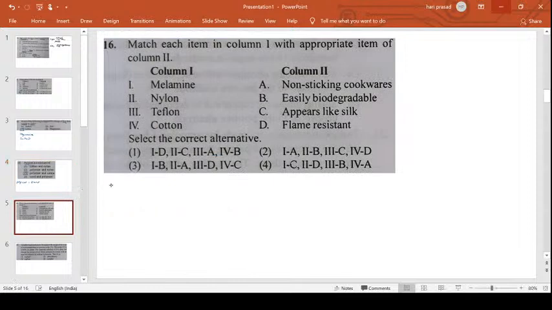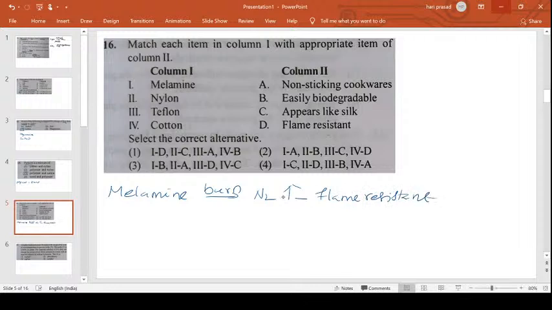This is a match the following. Here we are taking melamine. This melamine is called a flame retardant. Why is it called a flame retardant? When it is burned, nitrogen gas is produced. Nitrogen gas is not helpful for flame. It is flame resistant, we can say.